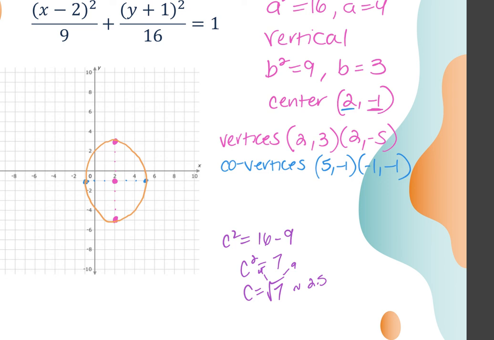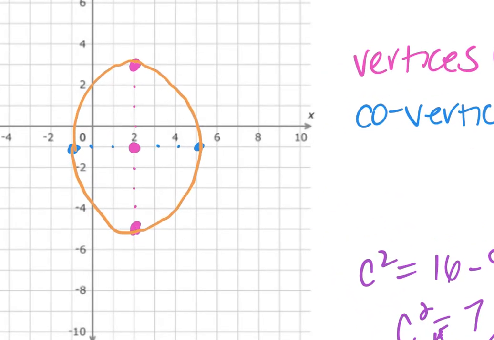But here's the catch. I'm not going straight to 2.5, right? I'm going 2.5 away from my center. So I go to where the center is, and I go up 2.5, and down 2.5. And there's my foci.